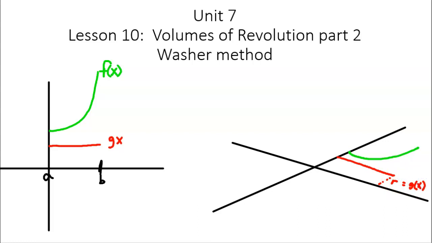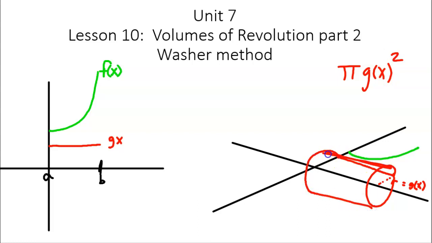We'll call it the g function. Okay. Now, if I were to rotate that around the x-axis, it would look like that, and that would be pi g squared. So that would have its own little volume, right? And in fact, this one's going to end up looking a lot like a cylinder, actually, just because it's a straight line. There's no curving on it or anything like that.